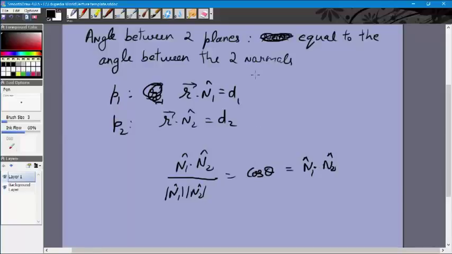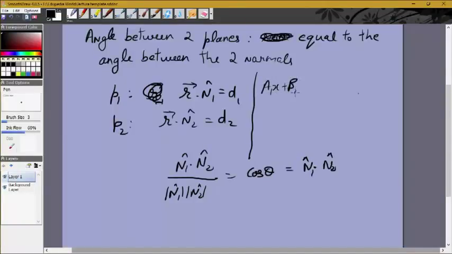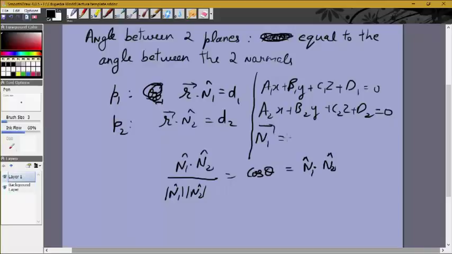Right. Now, if instead of this we were given the Cartesian form of the planes, let's say a1x plus b1y plus c1z plus d1 is equal to 0, a2x plus b2y plus c2z plus d2 is equal to 0. So now here is an important point. Either we can take n1 vector to be a1 i cap plus b1 j cap plus c1 k cap, or we can take n1 unit vector where we'll have to divide it by the magnitude.